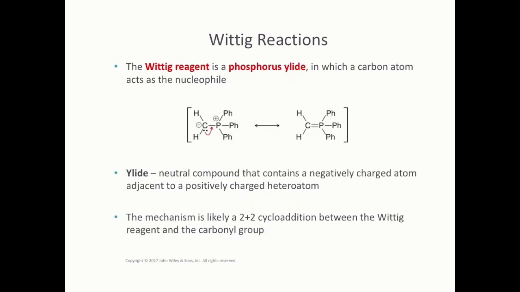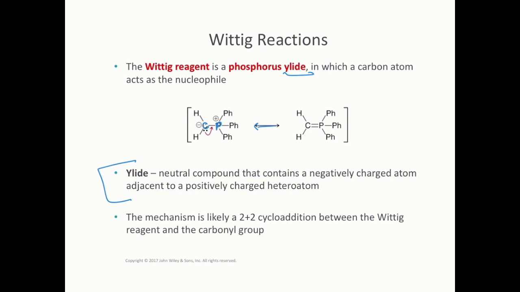So let's talk about the Wittig reagent. It's something called an ylide, and in particular, it's a phosphorus ylide. An ylide is defined as a neutral compound that contains a negatively charged atom adjacent to a positively charged atom. So it's overall neutral. Here in the Wittig, we have a negatively charged carbon adjacent to a positively charged phosphorus.